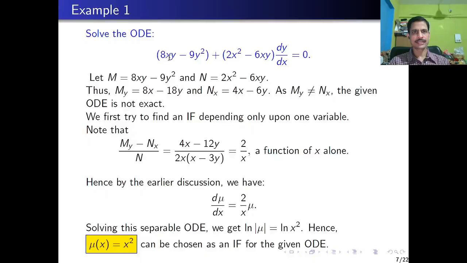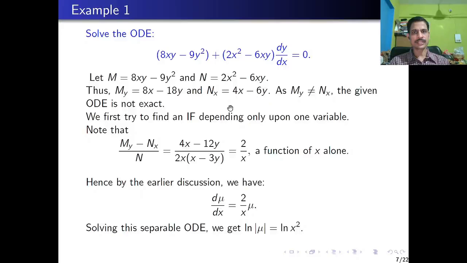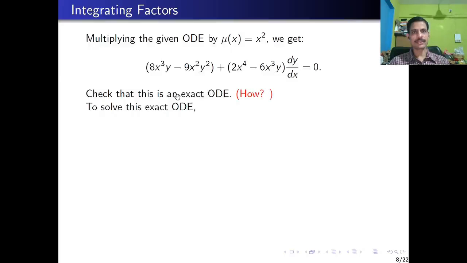On multiplying by x square we have (8x cube y minus 9x square y square) plus (2x raised to 4 minus 6x cube y) dy by dx. So that is mentioned here. We can check that this is the exact ODE. We also know from the method that this has to be an exact ODE. You can check: if we take this as m and this as n and compute the partial derivative of m with respect to y and the partial derivative of n with respect to x, then they are equal. Previously these were not equal. Now this will be an exact ODE, and now we will apply the method of solving it.